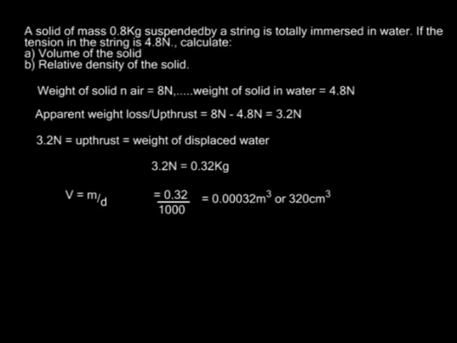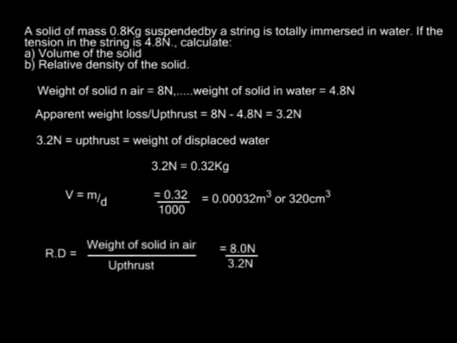B. Relative density is equal to the weight of solid in air over upthrust. That is 8 over 3.2 newtons, which gives us 2.5.